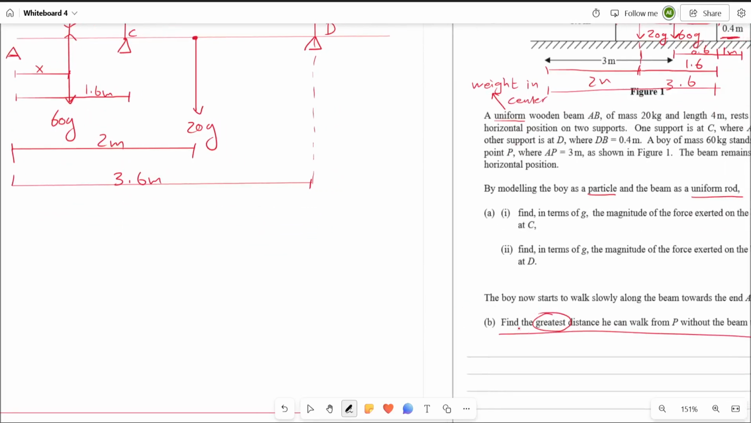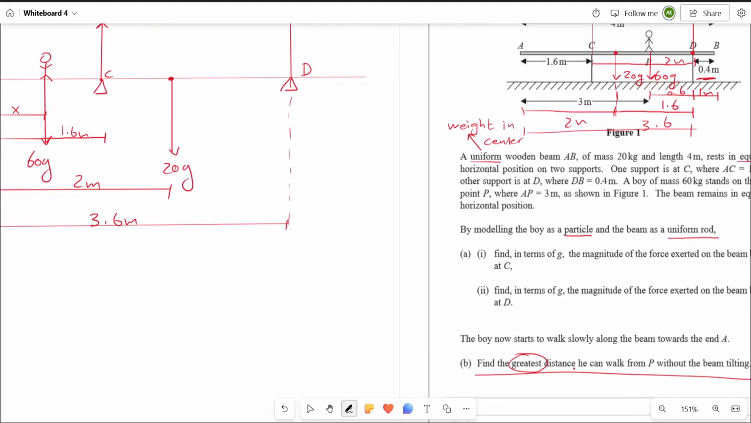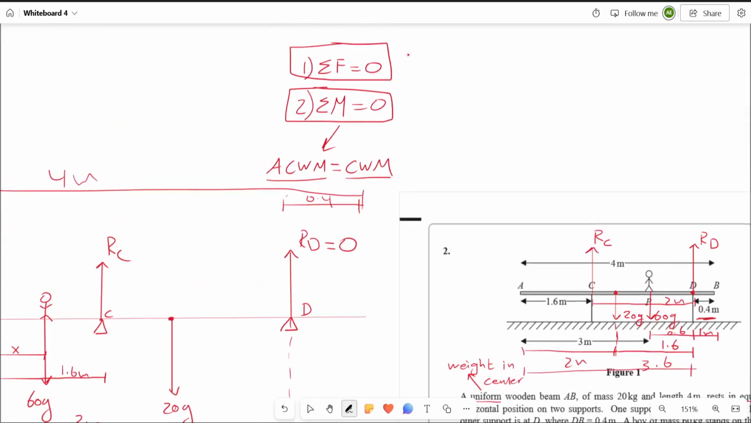Now I want to find the greatest distance, so I can take moments. So I'm still in equilibrium, by the way. And in this, I'm still in equilibrium, so I can still use these two things.